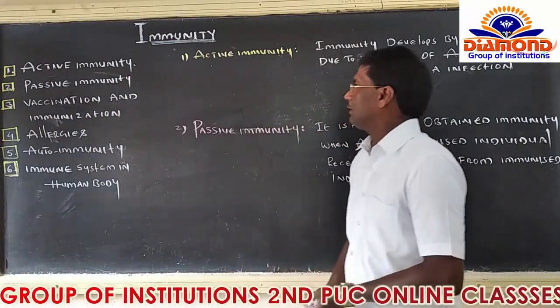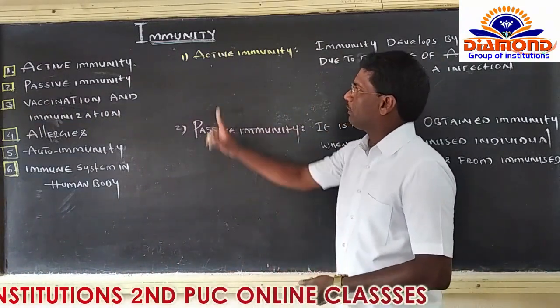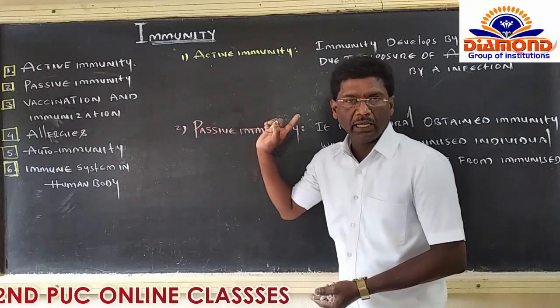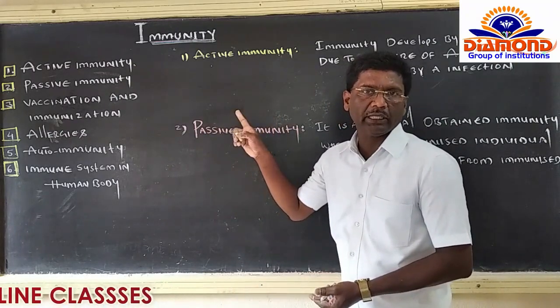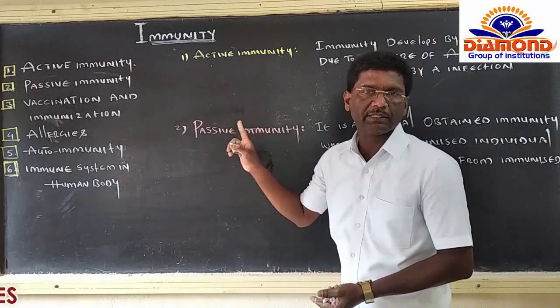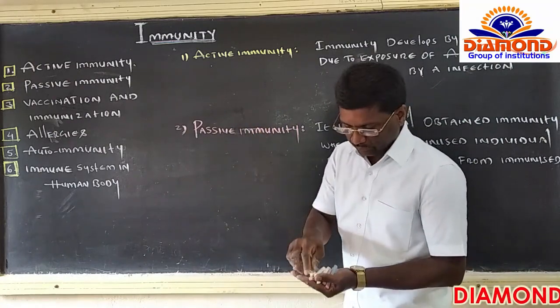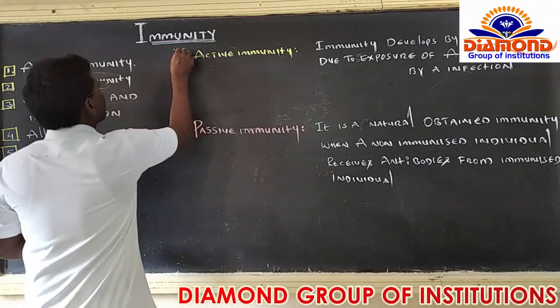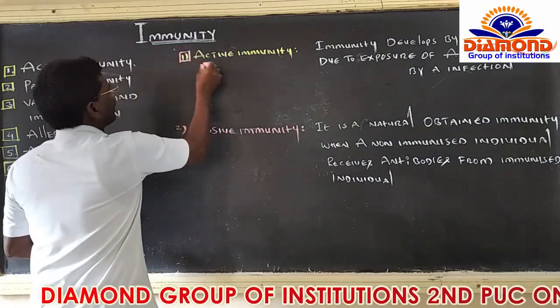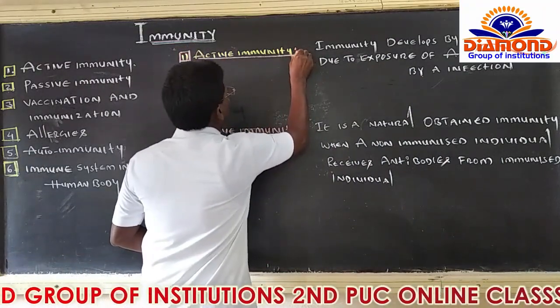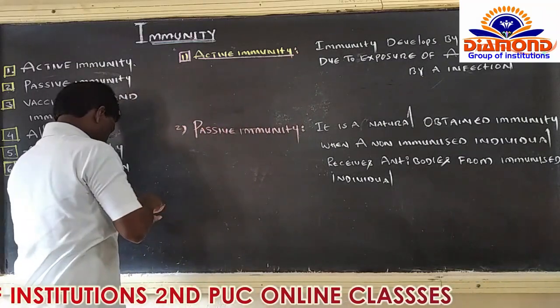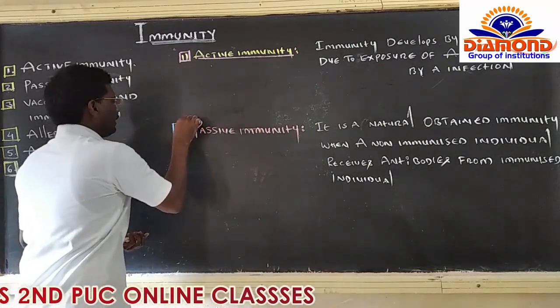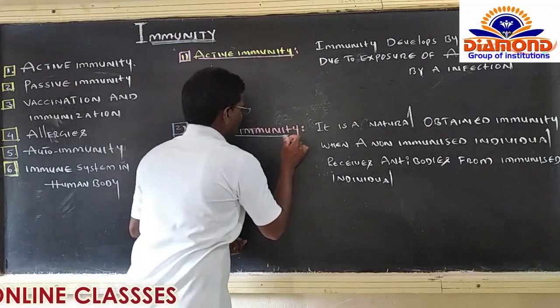Now have a look here. First of all, I would like to explain what is meant by active immunity and passive immunity, or what are the basic differences between active immunity and passive immunity. I made it very clear the definitions for active immunity, number 1, and number 2, the definition for passive immunity.